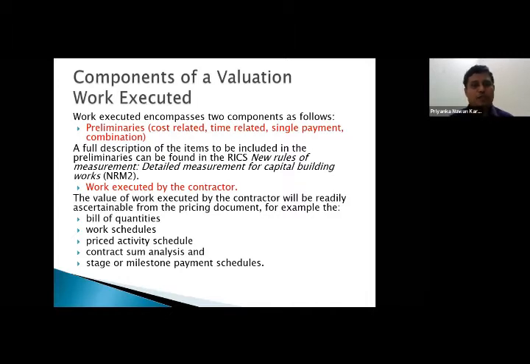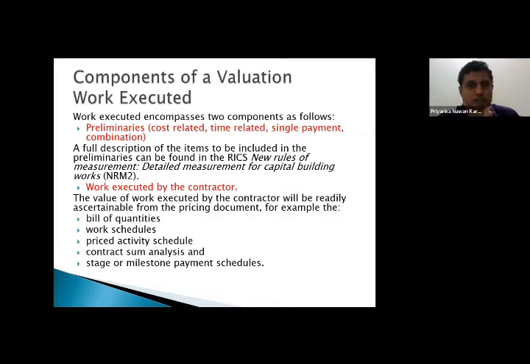Right? A full description of preliminaries, because the newest version of FIDIC, NRM2, even though NRM2 is not familiar to us, I have heard that some of the BOQs used in Oman have been prepared based on the RICS New Rules of Measurement 2. It is a very comprehensive document which gives codified guidelines to assess the preliminaries and their elements. So it is very easy for you to understand whether something is a cost related item, a time related item, a single payment, or a combination.